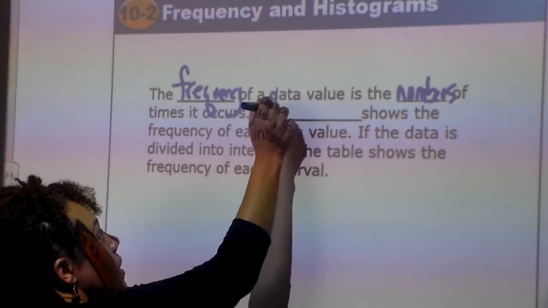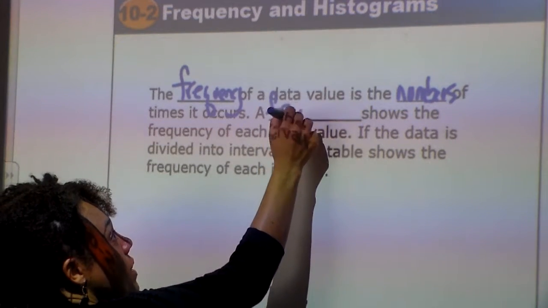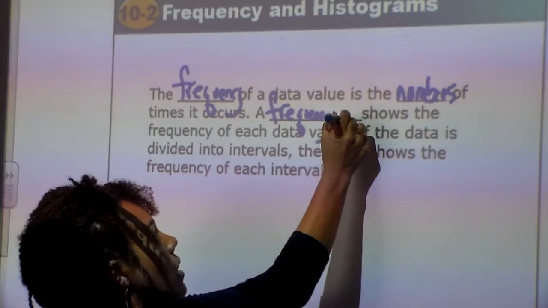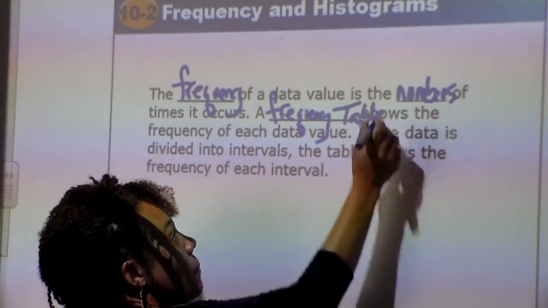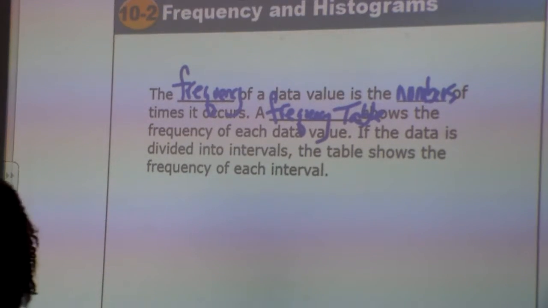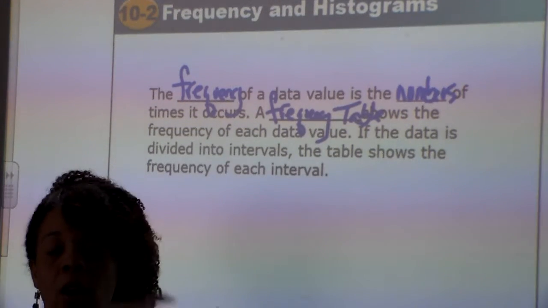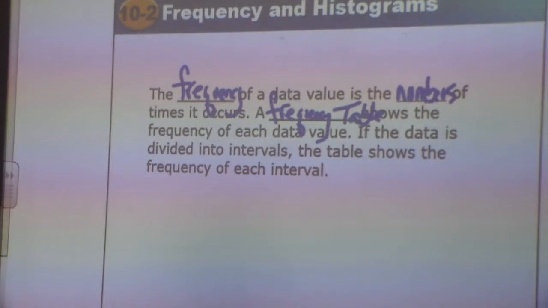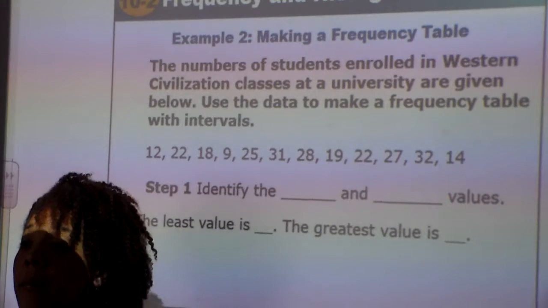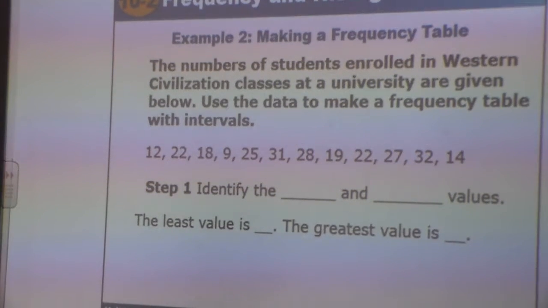That's what we'll be learning to make today. So frequency, if you can't see that, it's spelled the exact same way. A frequency table shows the frequency of each data value. So in a table, you can look and see exactly how many times something occurs. If the data is divided into intervals, the table shows the frequency of each interval. So that's what I just said. Here's what you would be given, and here's the steps to creating a frequency table.